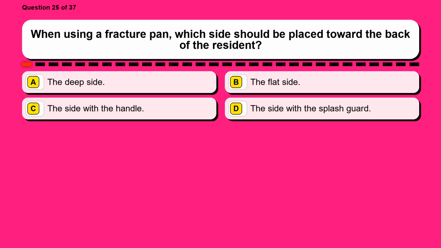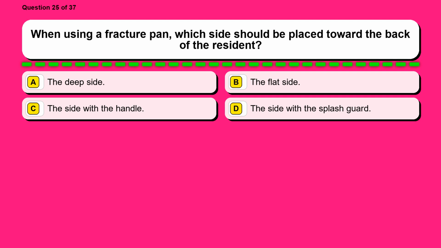Question 25. When using a fracture pan, which side should be placed toward the back of the resident? Option A, the deep side. Option B, the flat side. Option C, the side with the handle. Option D, the side with the splash guard.